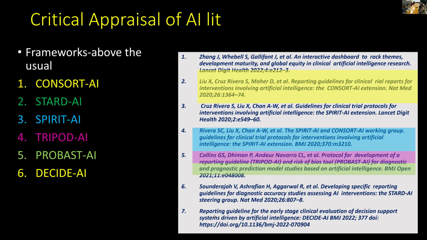That critical appraisal is called PROBAST. If you develop a model, how do you critically appraise the risk of bias in model development? PROBAST. Now there's a PROBAST-AI extension. Then STARD for diagnostic studies, and if you're going to use AI for the diagnostic methodology, there's STARD-AI. I've given the references for each of these.